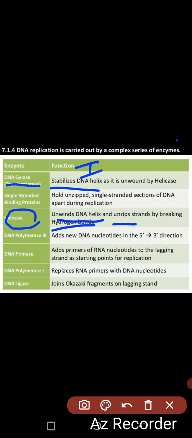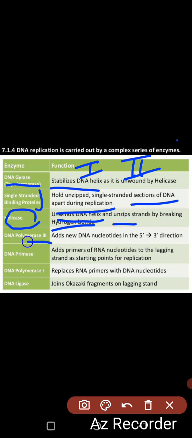So topoisomerase 1 and 2. These questions are basically, what is the difference between topoisomerase 1 and 2? So always remember, type 1 topoisomerase makes a nick in one strand of a DNA molecule, while type 2 will make a double-stranded break in the double helix. Next, SSBP proteins, which hold the unzipped single-stranded sections of DNA apart during replication.